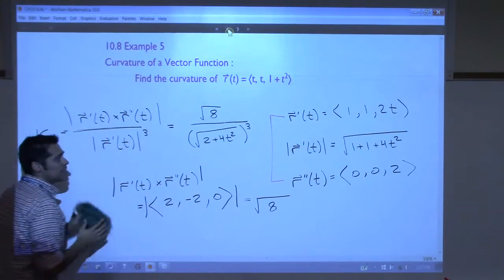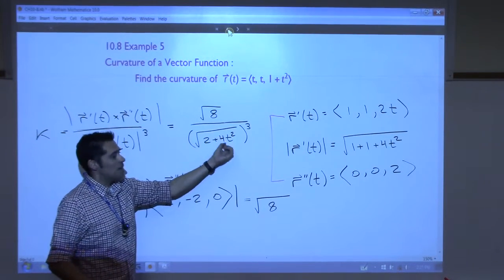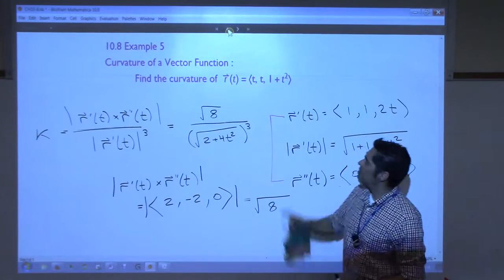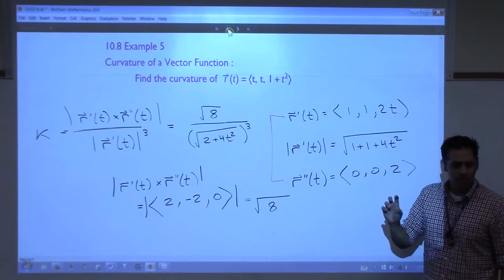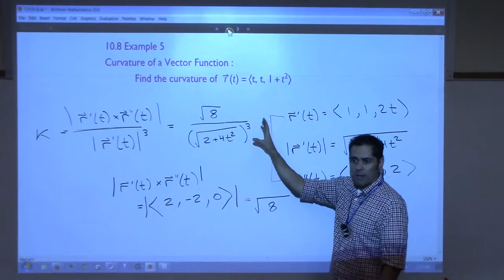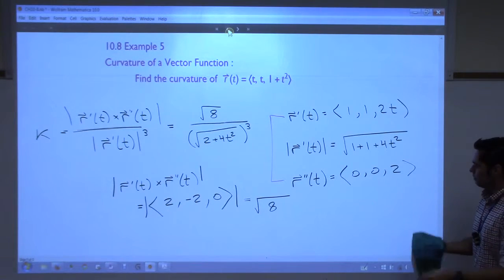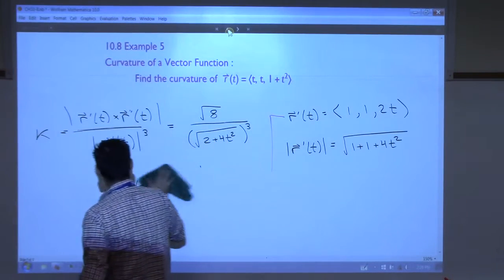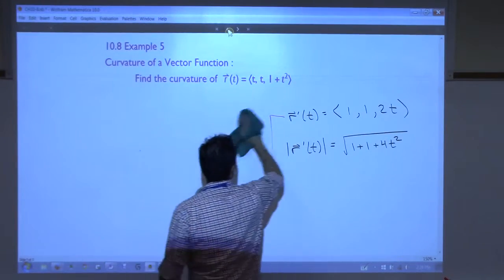As t gets bigger, what's going to happen to this curvature? As t gets bigger, the bottom gets bigger, the curvature gets smaller. And that's what was happening in that spiral. This is that spiral, by the way. So as time went on, the curvature got smaller. When time was very small, the curvature got bigger. All right, I hope that illustrates the importance of knowing when to use which one. When you do your homework on curvature, just realize both of them are there.